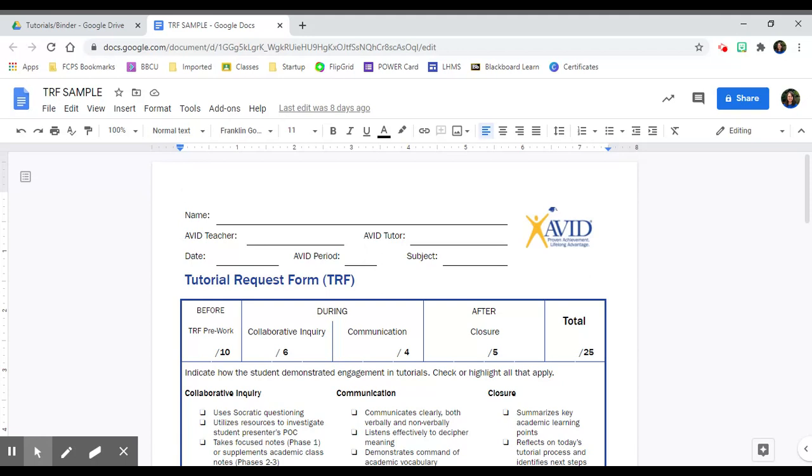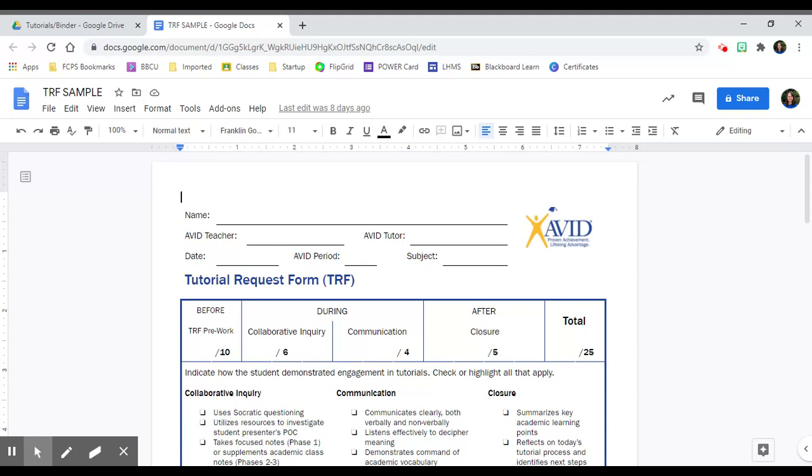So, the main component of AVID is that the students are there to help each other. We call it our AVID family. And in order to help each other, we need to know how to help each other and what we need specific help on, which is what the TRF, or tutorial request form, is all about. Think of it like a structured study group. We call these study groups tutorials.